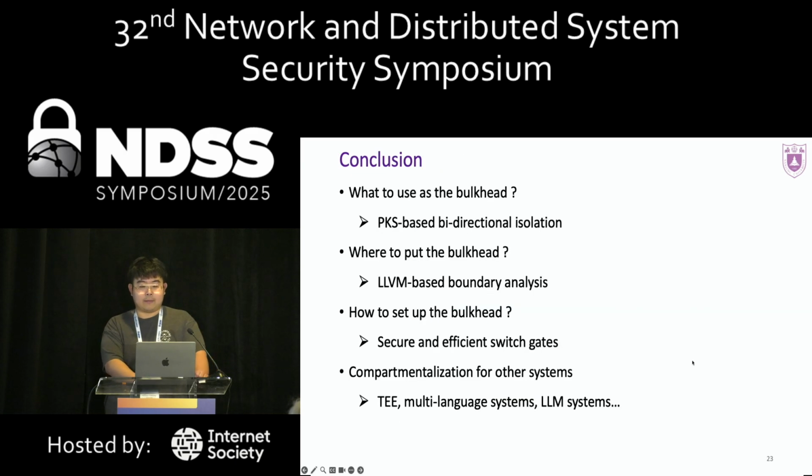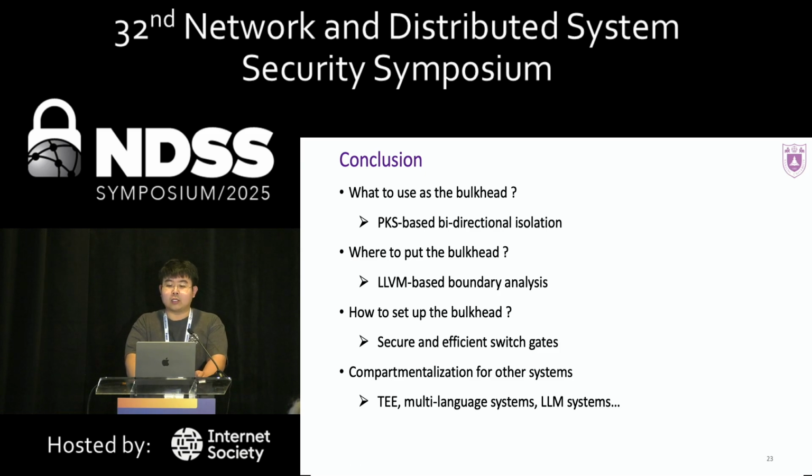So in conclusion, a compartmentalization solution needs to answer these questions: what, where, and how. We use PKS-based bidirectional isolation as the BULKHEAD, pull them according to LLVM-based boundary analysis, and design a secure, scalable, and efficient switch gate to set up the BULKHEAD. Lastly, we hope more systems can benefit from compartmentalization based on the principle of least privilege. That's all.